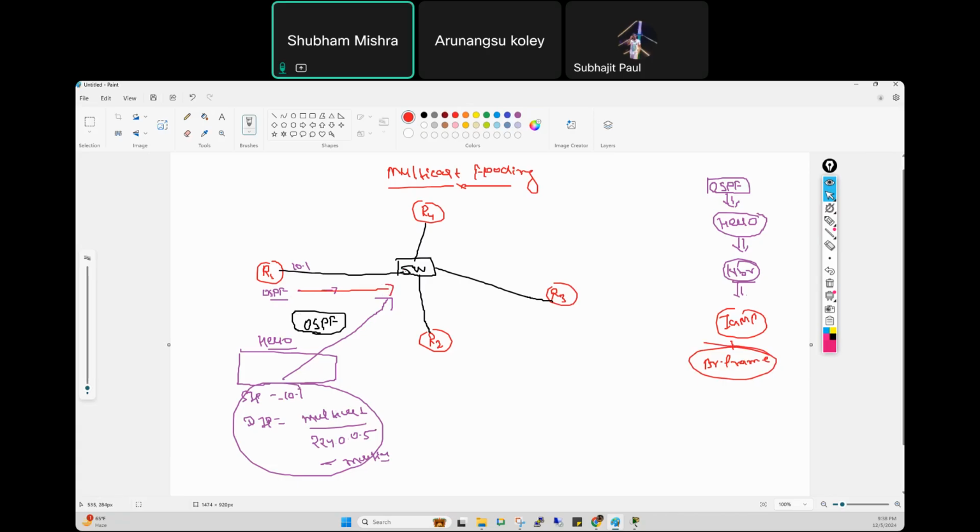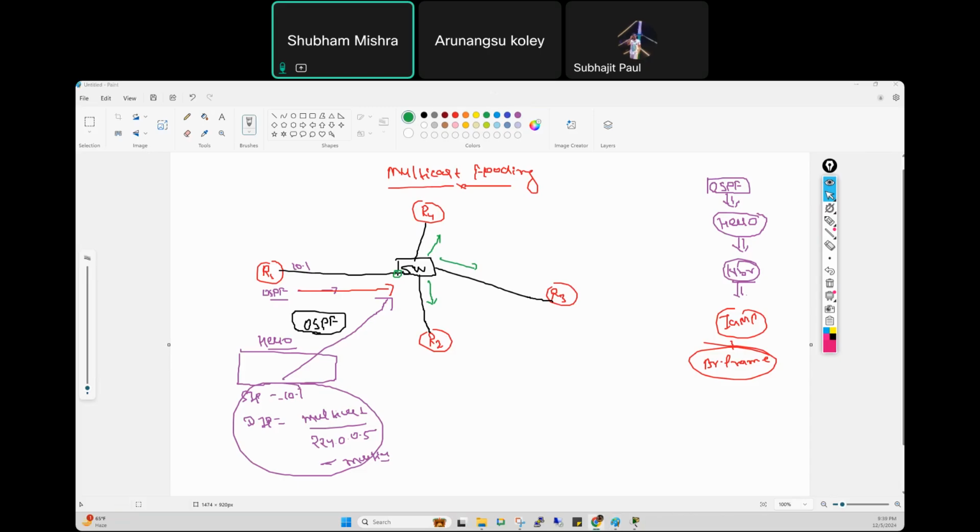The switch will broadcast this packet through all interfaces except the one on which it received it, right everyone? Yes or no? Except the incoming port, on every other interface it will broadcast. Getting my point, everyone? Is this clear to all of you? That is called multicast flooding.